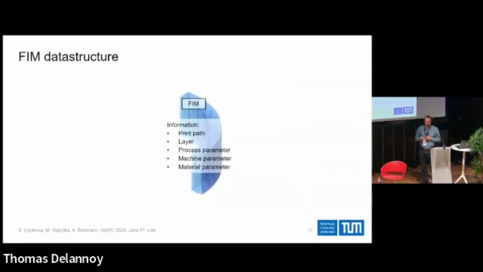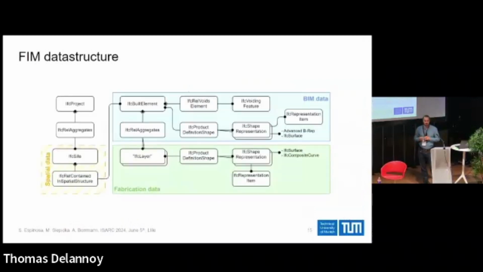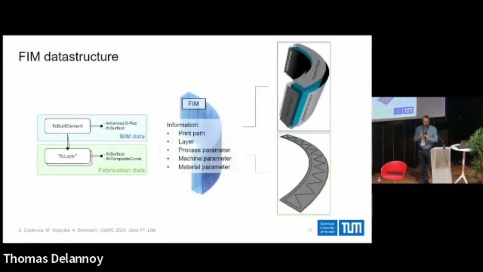So the IFC data schema. This looks a little bit complicated. Containing the boundary representation of the component. And we have the fabrication data, which is dividing that component into some discrete layers and contains the print path. And also other manufacturing data.